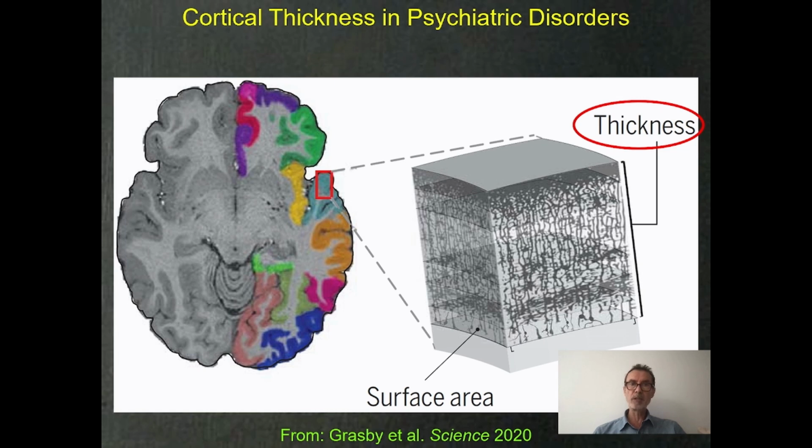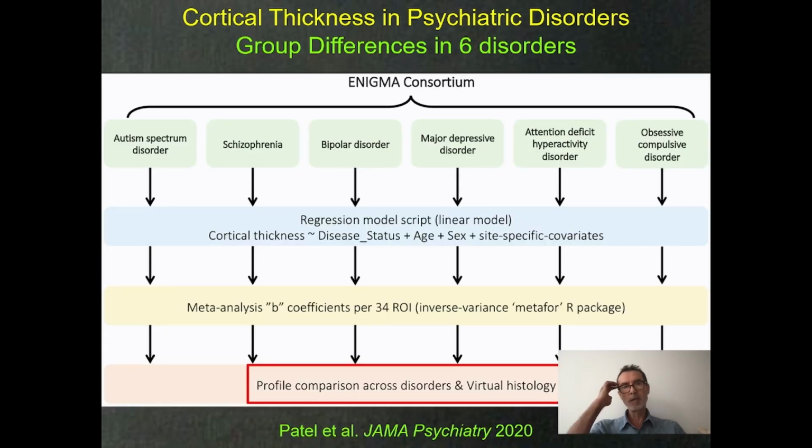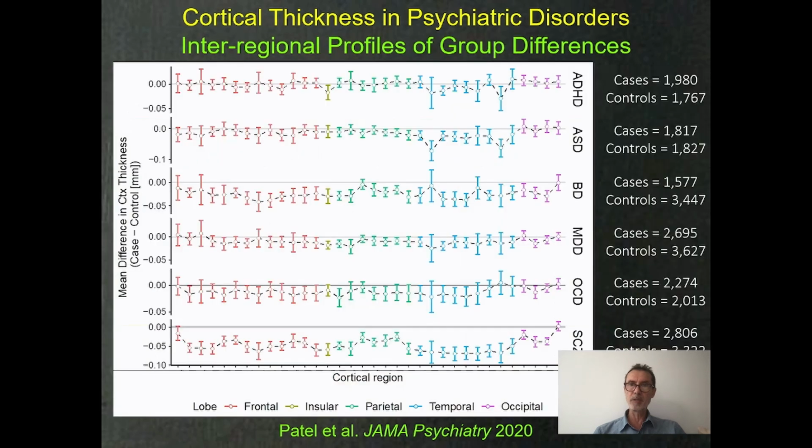Let's start with thickness, and that's a result of our collaboration with Enigma, where we were interested in group differences in cortical thickness in 6 different disorders that are listed at the top. Through that collaboration, using data from 140-plus cohorts, we were able to calculate first those profiles of group differences and then run our virtual histology on those cortical profiles. So let's first have a look at how those profiles behave.